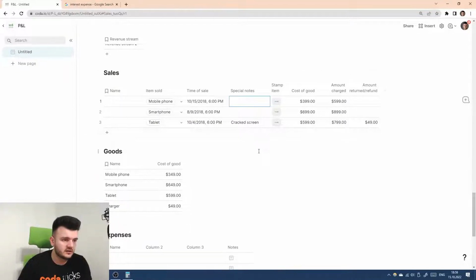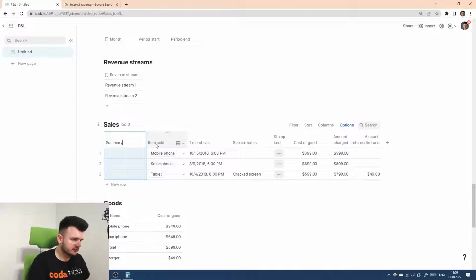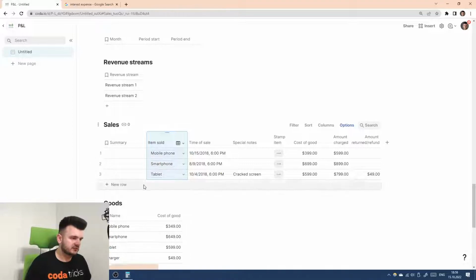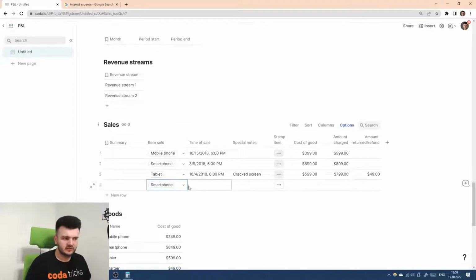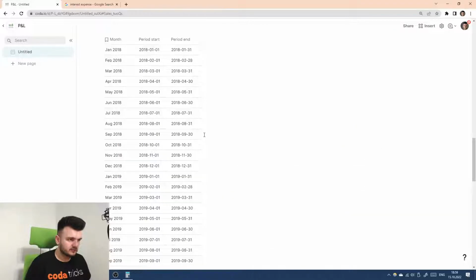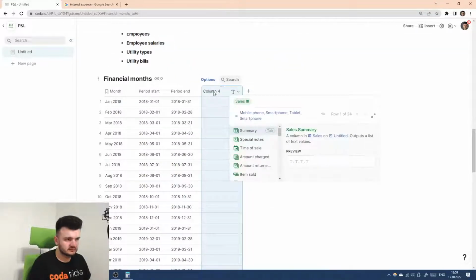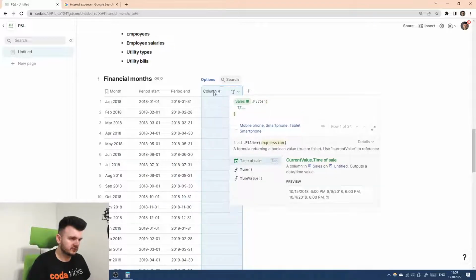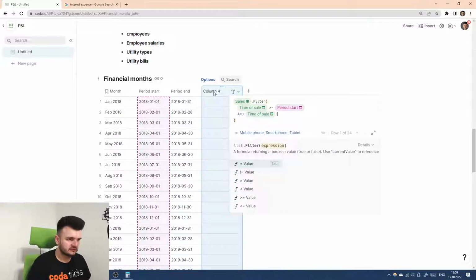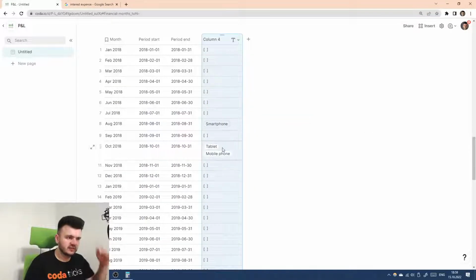Yeah, and we can have a summary here, and in a summary we don't want to select this column as a summary because it will not identify a sale. If you select this column as a summary, we then look up sales, filter time of sale more than period start and less than period end. Yeah, we are looking up all sales.